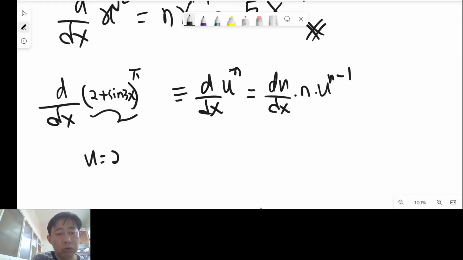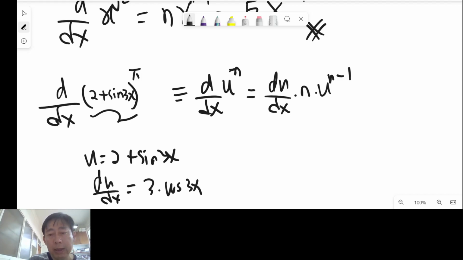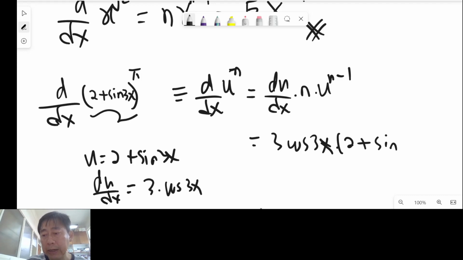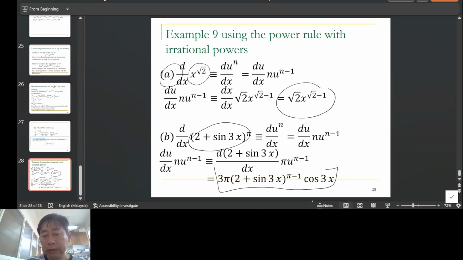Here u is 2 plus sine 3x. Therefore, du/dx is simply equal to 3 times cos 3x. So this will be 3 times cos 3x times n. Here n is just the number pi. Then n minus 1 is just pi minus 1. So I write down the expression of u, which is 2 plus sine 3x, raised to the power of pi minus 1. So that is the answer to the differentiation.